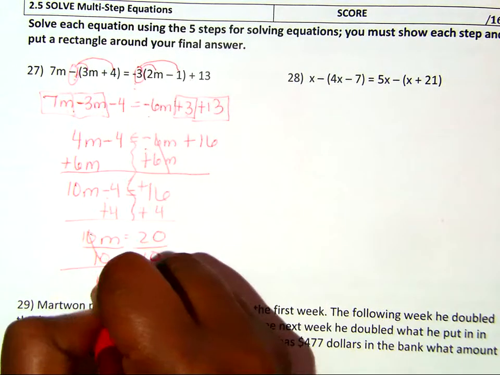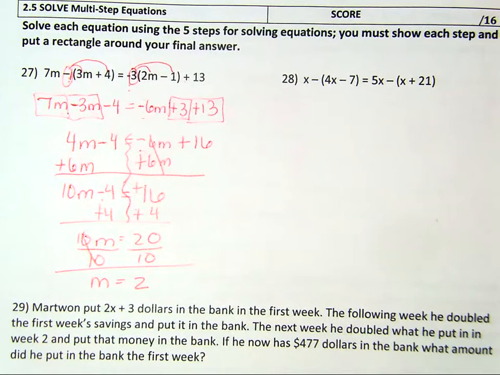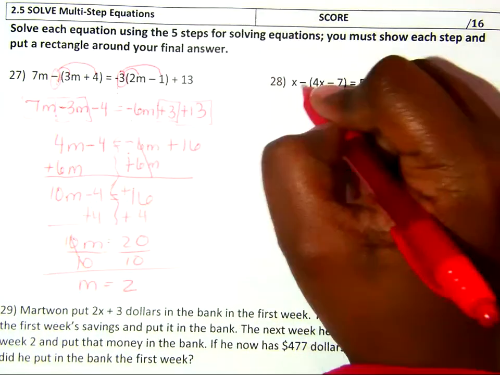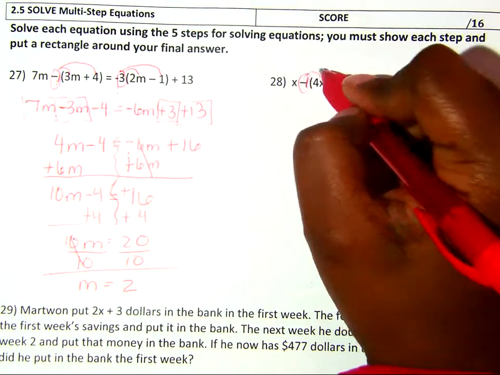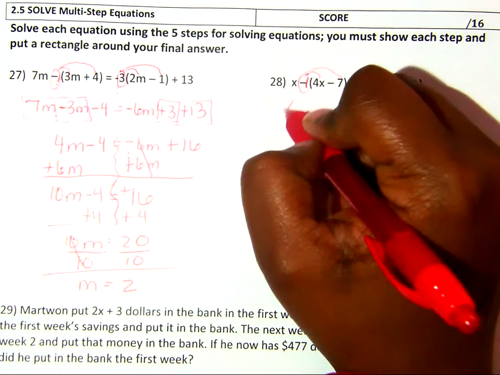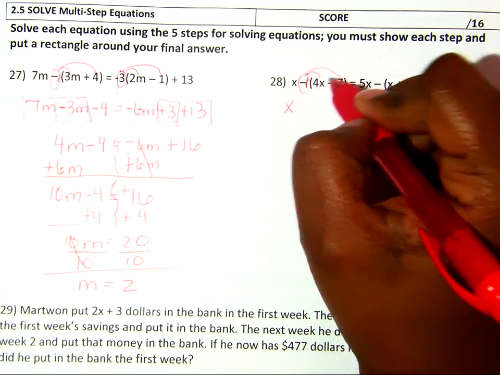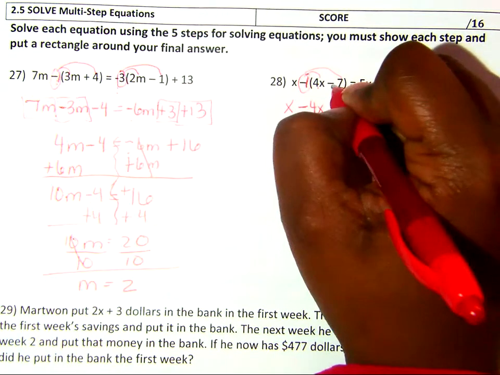All right, let's go to 28. Can I distribute? Yes, I have a -1 right here. So let's distribute that in. X, -1 times a positive 4x is -4x. -1 times a -7 is a positive 7 equals 5x minus, can I distribute here?